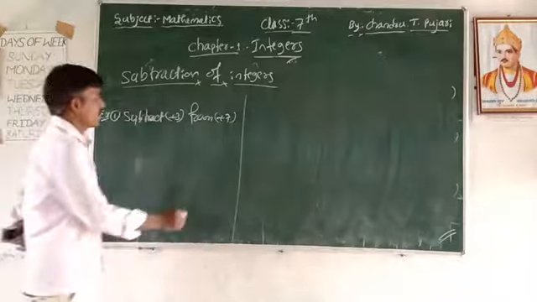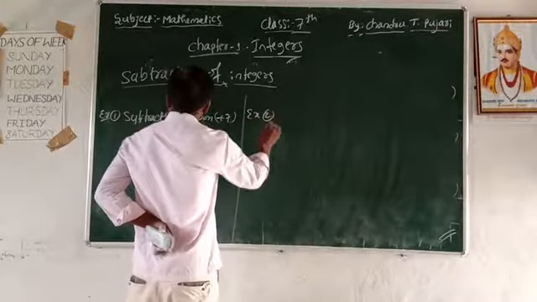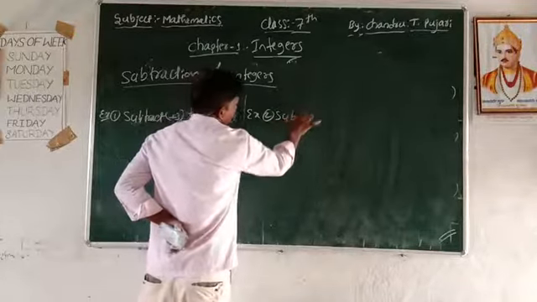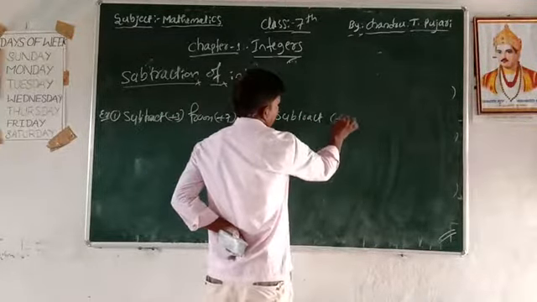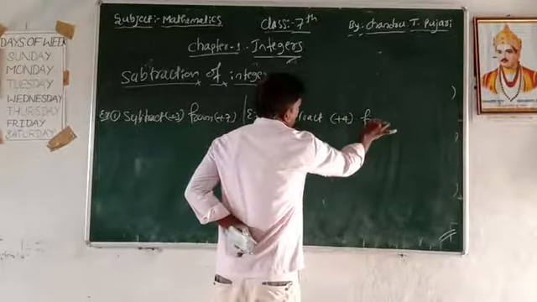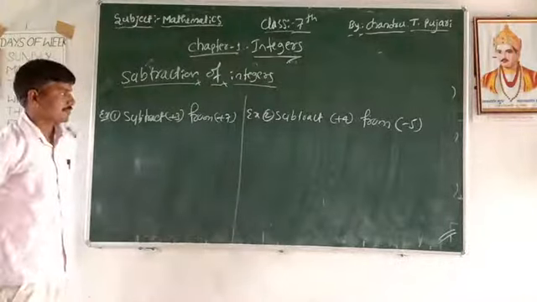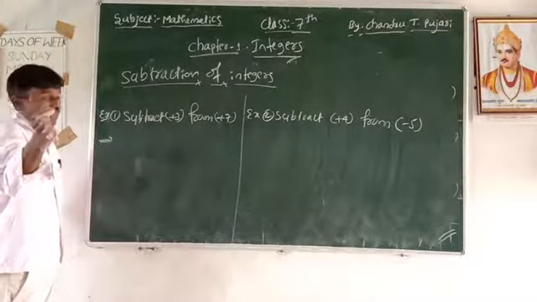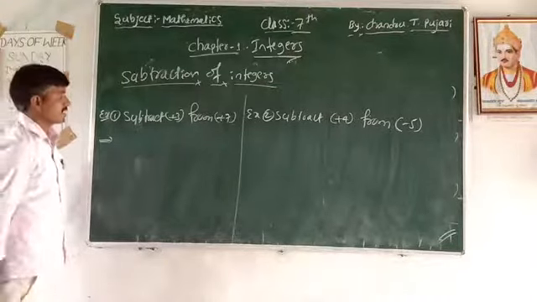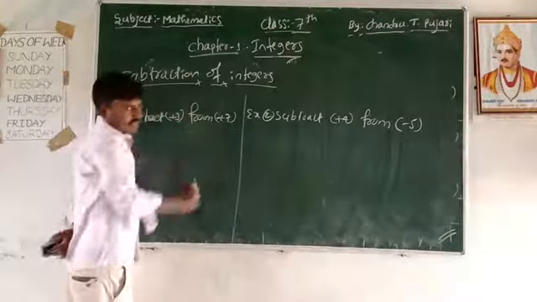Next, example number 2. Subtract plus 4 from minus 5. In subtraction, first we read the question. The question is: subtract plus 3 from plus 7.